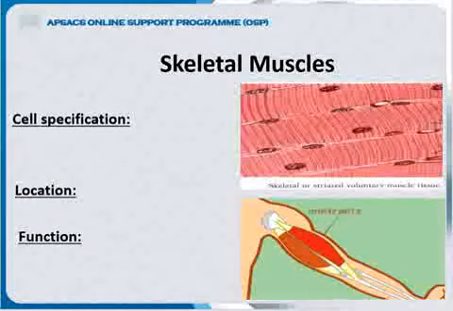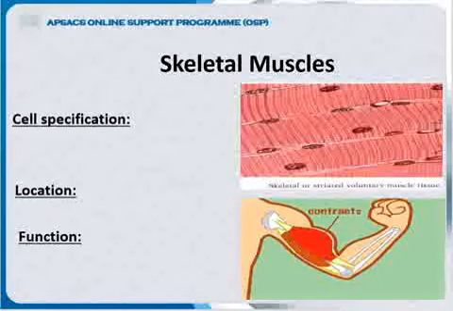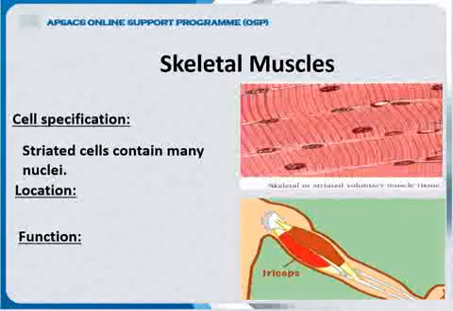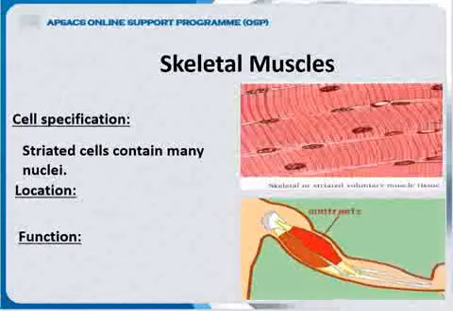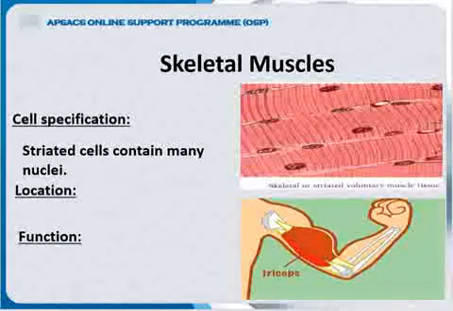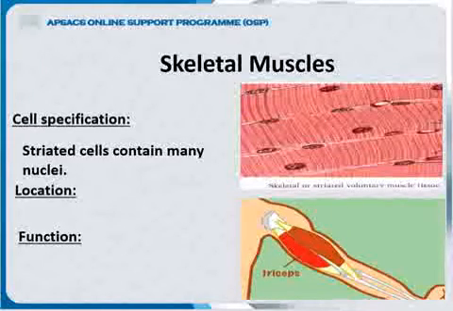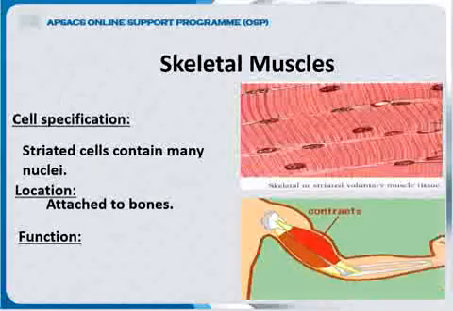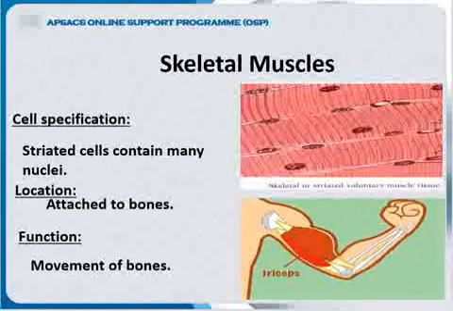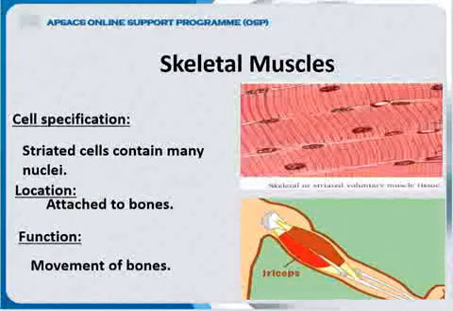Let's study about muscle tissues in detail. The first type is skeletal muscles. The cells are striated and they contain many nuclei. Striated means having stripes. As you can see in the picture, each cell is having many stripes and many nuclei, and they are attached to the bones. And the function is to help in the movement of bones.